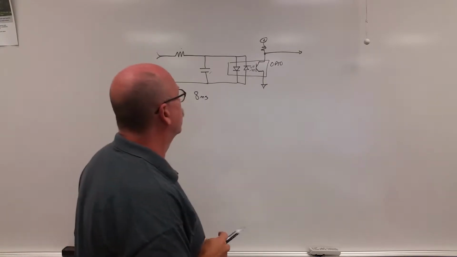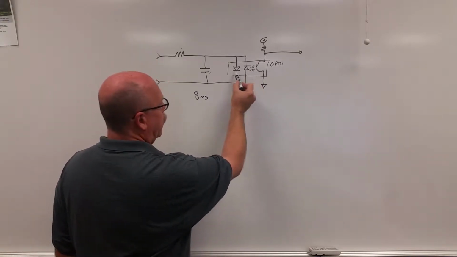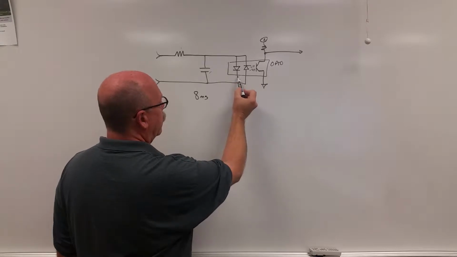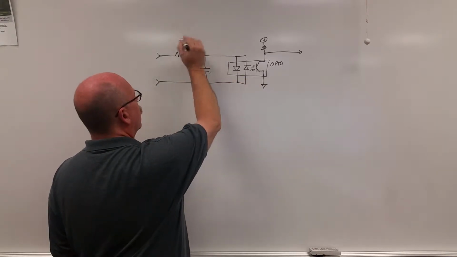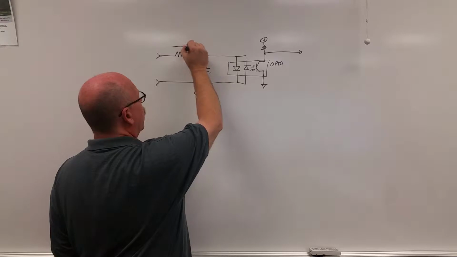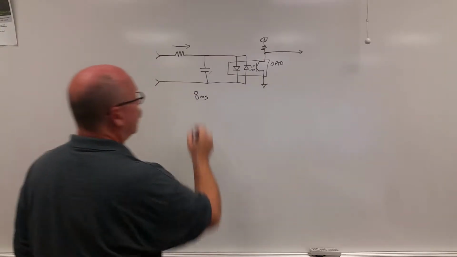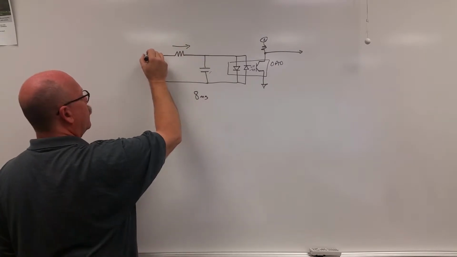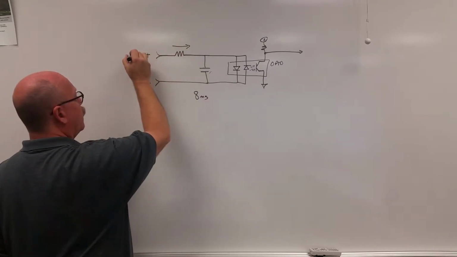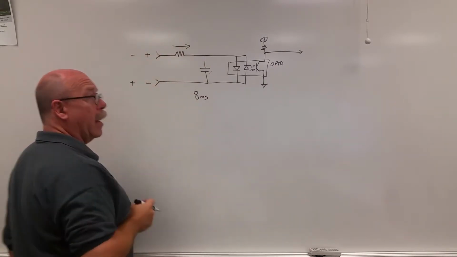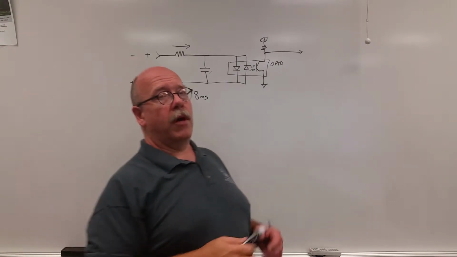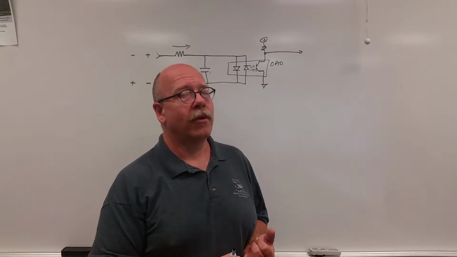Also, when the LEDs inside the optocoupler are biased on, it causes a current to flow through the resistor. Since they have back-to-back LEDs, the current can flow either way. You can have this input be positive and negative, or you can have this input be negative and positive. Allen Bradley does this to allow the module to sink and source at the same time.